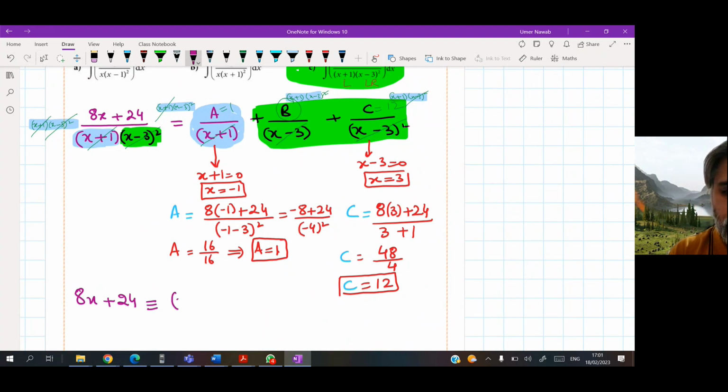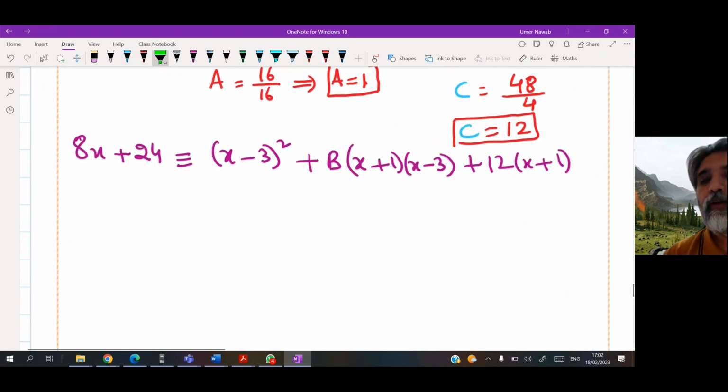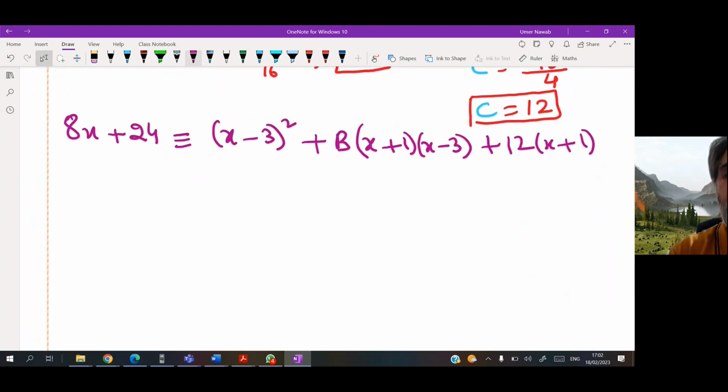A is 1. So I have x minus 3 whole squared, plus B times x plus 1 left and x minus 3 left, plus 12 and x plus 1 left. Now you have already used x is equal to minus 1 and x is equal to 3. You can use any other value in the identity. The most likely value which we love to use is x is equal to 0, since it is an identity, any value of x can satisfy the above equation.